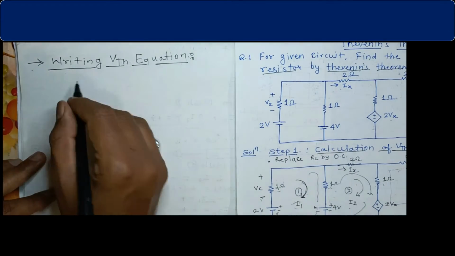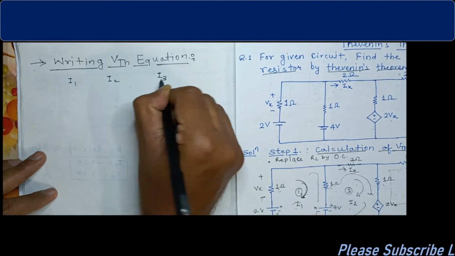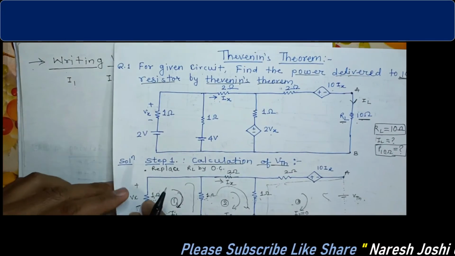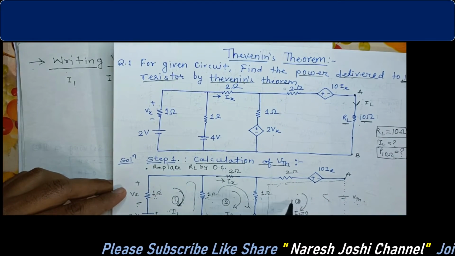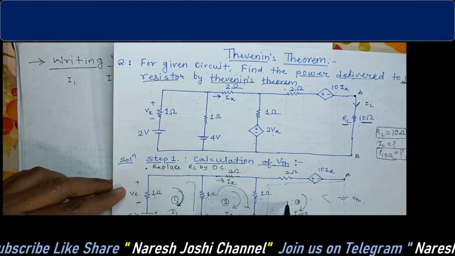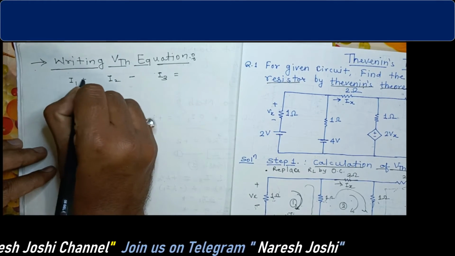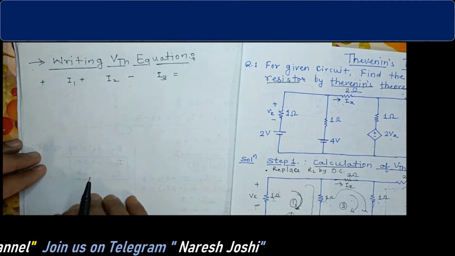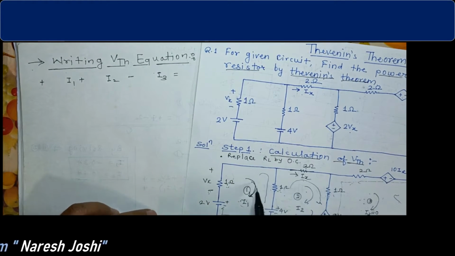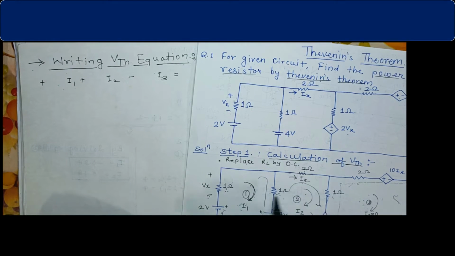Again there are 3 meshes, so we will write I1, I2, and this is I3. Then through which mesh are we applying the KVL? Mesh 3. We are not writing mesh here, but we are applying the KVL. So we will write I3 as negative here, and all the remaining will be positive. Again this will be positive. Now what is the current passing through mesh 3? In case of I1, what is the magnitude of I1?